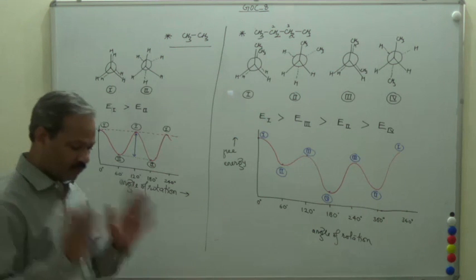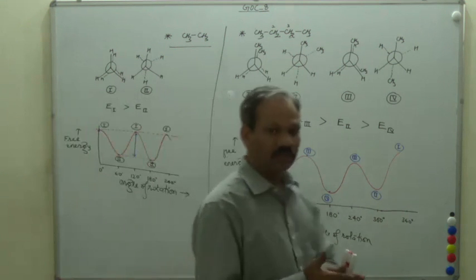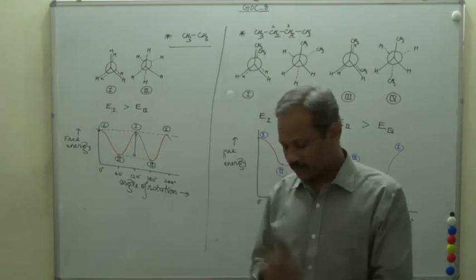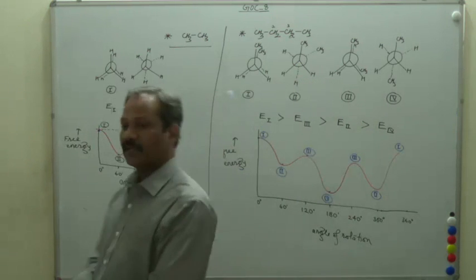So it's all about conformational isomerism. This section is complete. Conformational isomerism is complete. In the next class we will discuss geometrical isomerism.